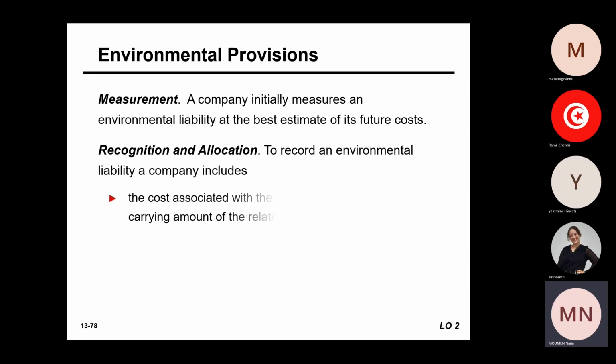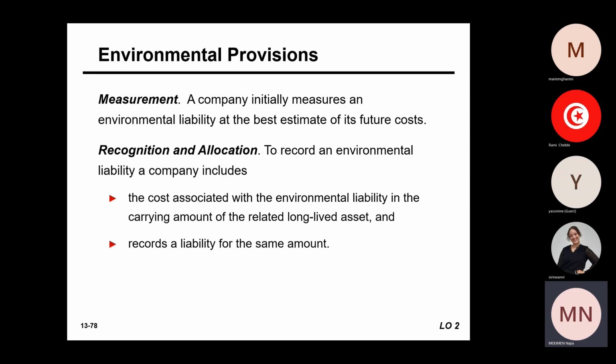So here the environmental liability will include what? The cost associated with the environmental liability in the carrying amount of the related long-lived asset here, and also a liability for the same amount should be recorded, okay? So the company will record what?